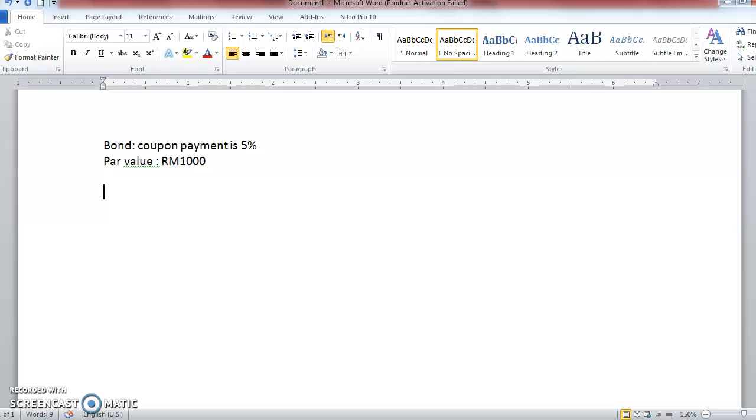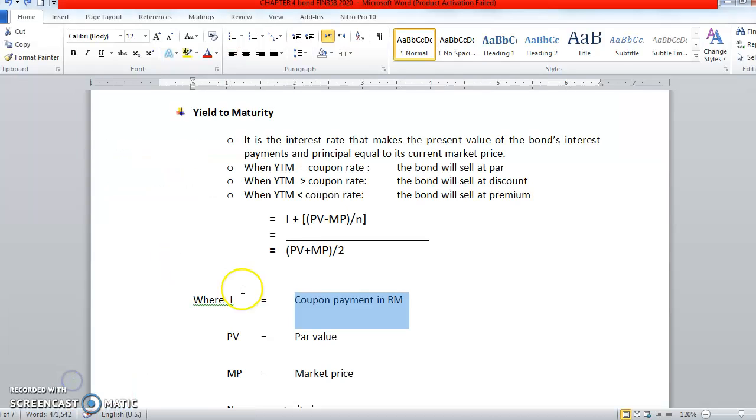So how do you calculate your I? Sorry, I caps lock. So I is the coupon payment in RM. So do not just simply put 5% over there, so your calculation will turn out wrong. So 5% you have to times by the par value of RM 1000, so you will get the coupon payment in RM. In your textbook, it's being divided by M, am I right? But for this formula, it's simpler. I did not put any M.